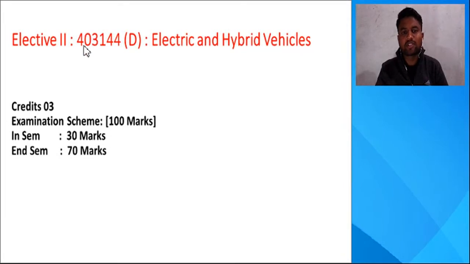So the course code is 403144D, and the name of the course is Electric and Hybrid Vehicle, that is EHV. This is a total 3 credit subject, and the examination scheme is 100 marks. The distribution of 100 marks is like this: in-SEM will be of 30 marks and end-SEM will be of 70 marks.